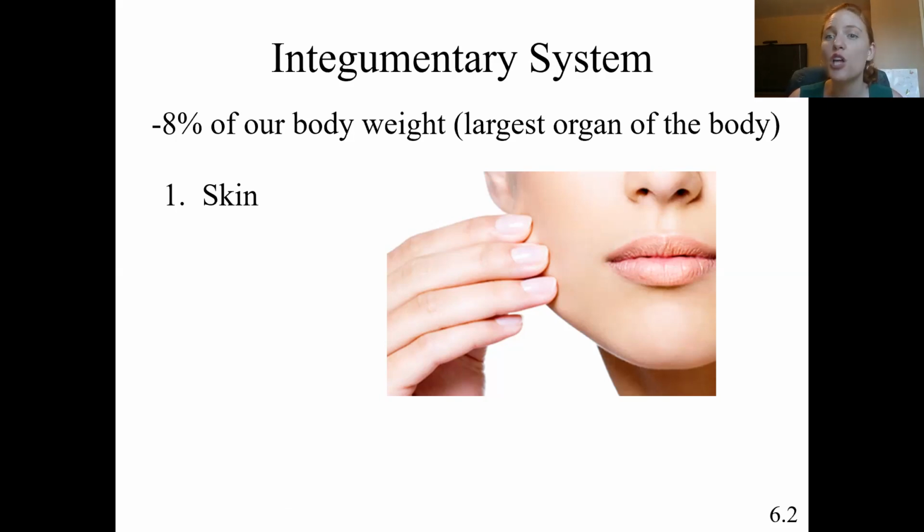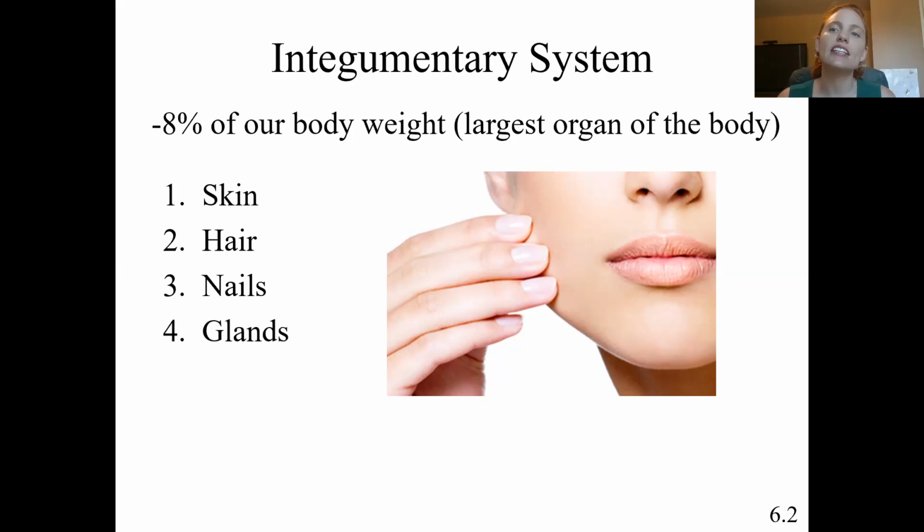So it's a rather large organ with some very specific tissue types involved in it, and we're going to talk about that today. The integumentary system is mostly the skin, but it also includes some accessory organs such as hair and nails, and then glands that are associated with the skin. So those would be endocrine glands associated with the skin. We'll talk about sebaceous and sweat glands today too.